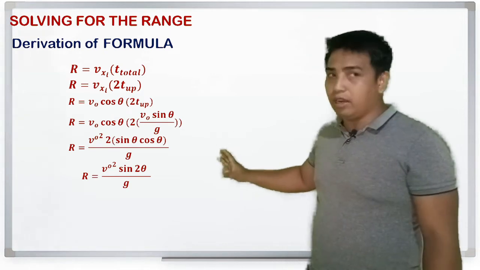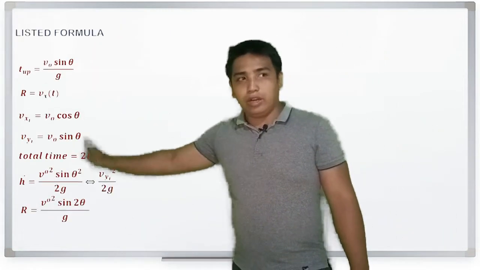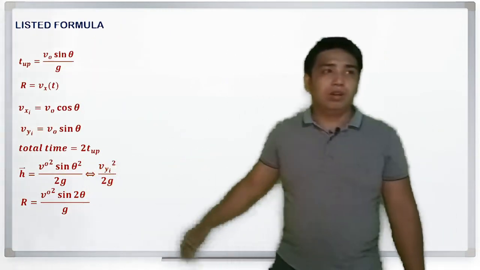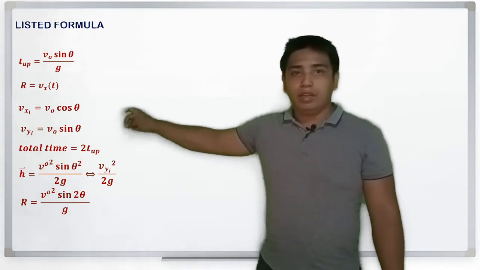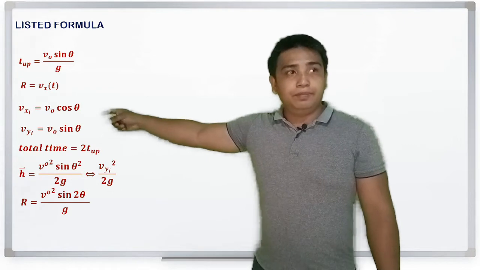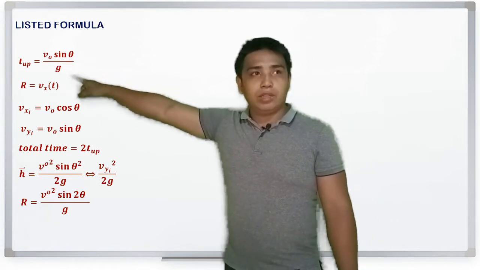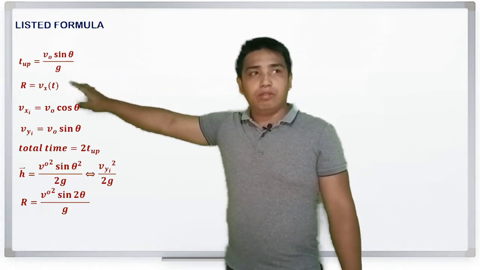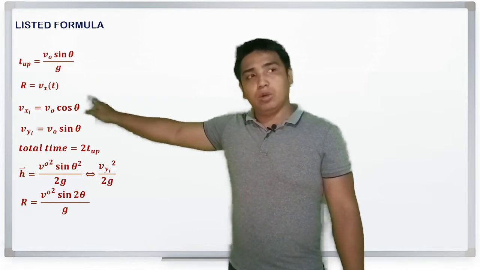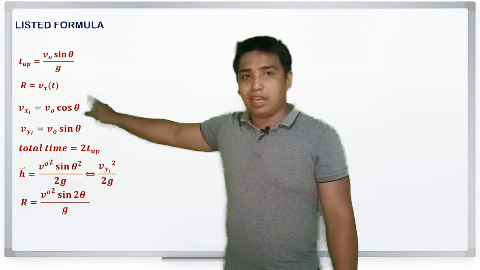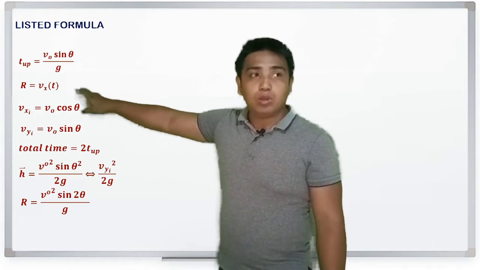So I'm gonna get this formula and put it right in our list. Alright, so our complete list of the formulas is right here. The time to get up is equivalent to v0 sine theta all over g. The next is for the range, which is r is equivalent to the constant velocity along the x-axis multiplied by the total time.